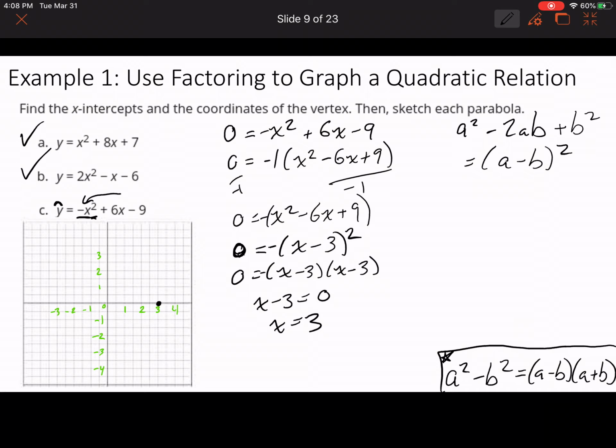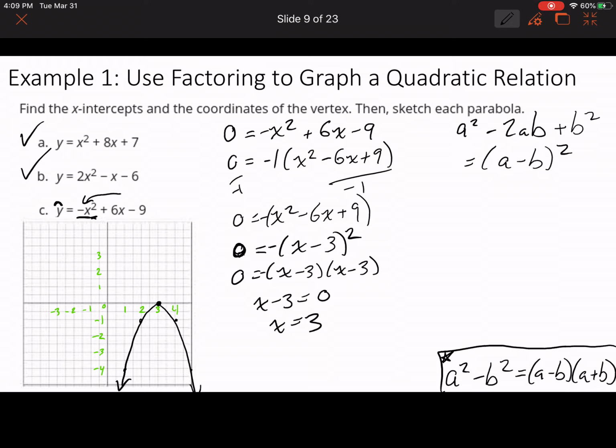So because it is negative x, we already know our pattern is going to be over 1, down 1, over 1, down 3. So we can just draw that in. And there's our parabola.